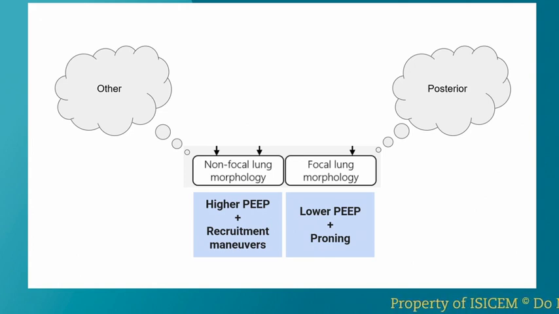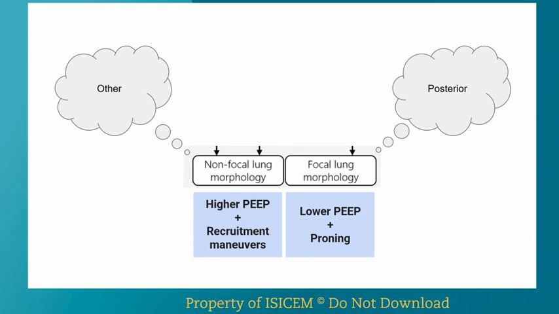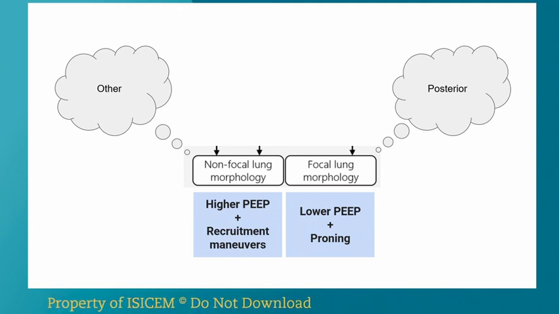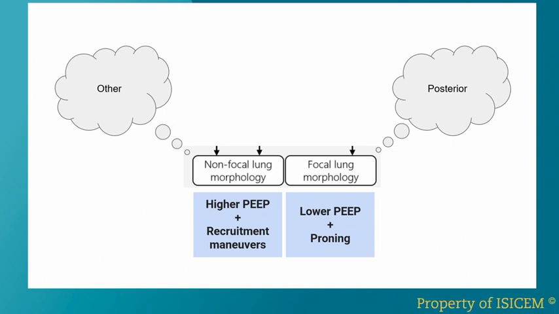And if you know that diagnosis, there is currently a trend, and it's a trend with good reason, to discriminate between focal lung morphology and non-focal lung morphology. And when I say focal lung morphology, what I actually mean is a posterior distribution of your ARDS on ultrasound and also CT picture versus non-focal, which is basically the rest. So the idea is to recommend a lower PEEP and a strategy of proning for a focal lung morphology if the affected areas are mainly posterior, whereas a higher PEEP and recruitment maneuver could be recommended for a non-focal lung morphology.